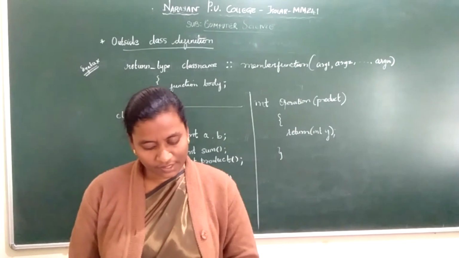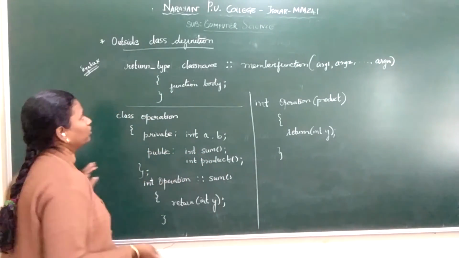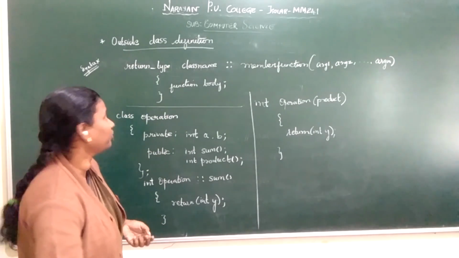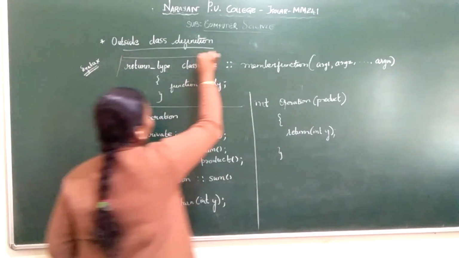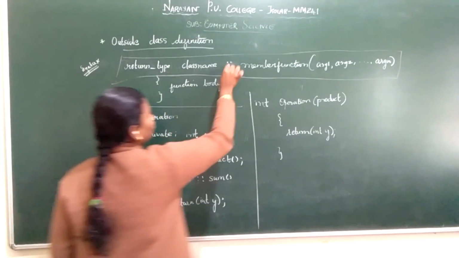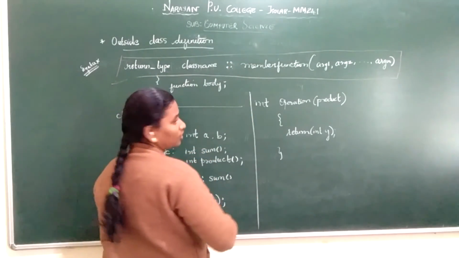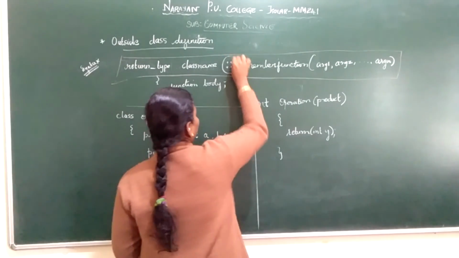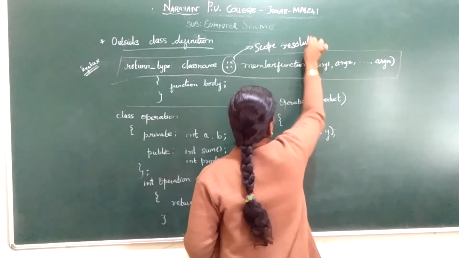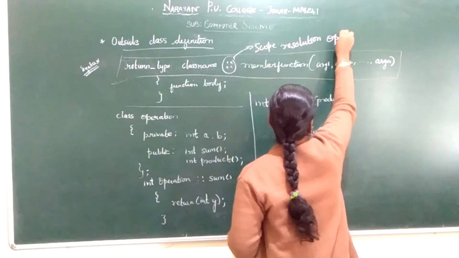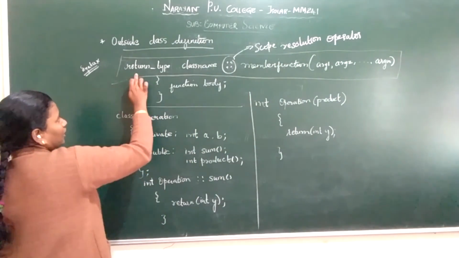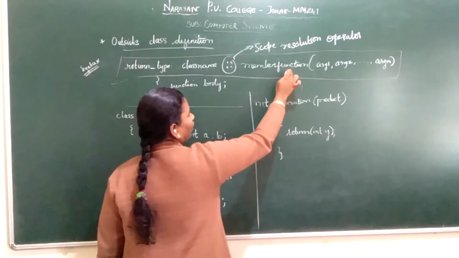Okay students, next we'll discuss the member function outside the class definition. How are we going to define it outside the class? I have given you the syntax. In the syntax you see we have written return type, class name. Before writing the member function, you are supposed to put the scope resolution operator. These two colons we call the scope resolution operator. So the syntax is return type, class name, scope resolution, then the member function.